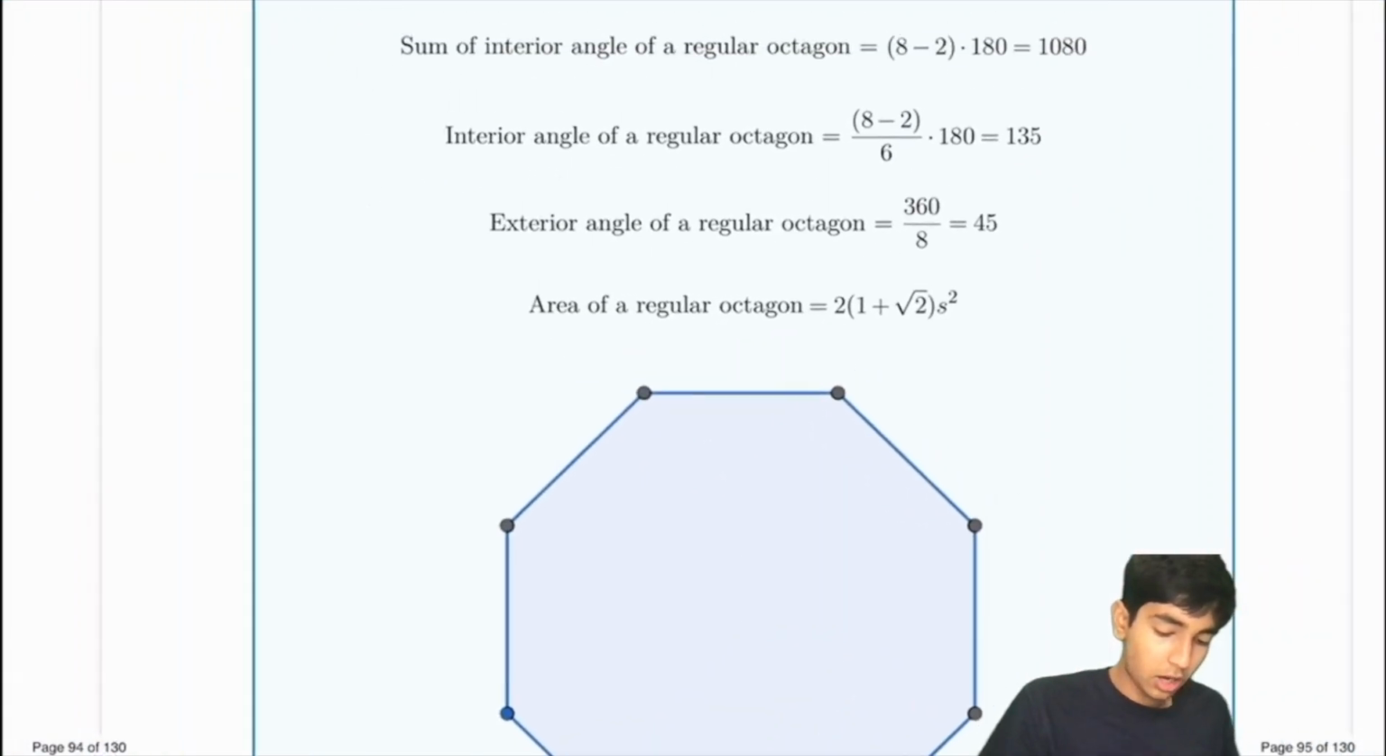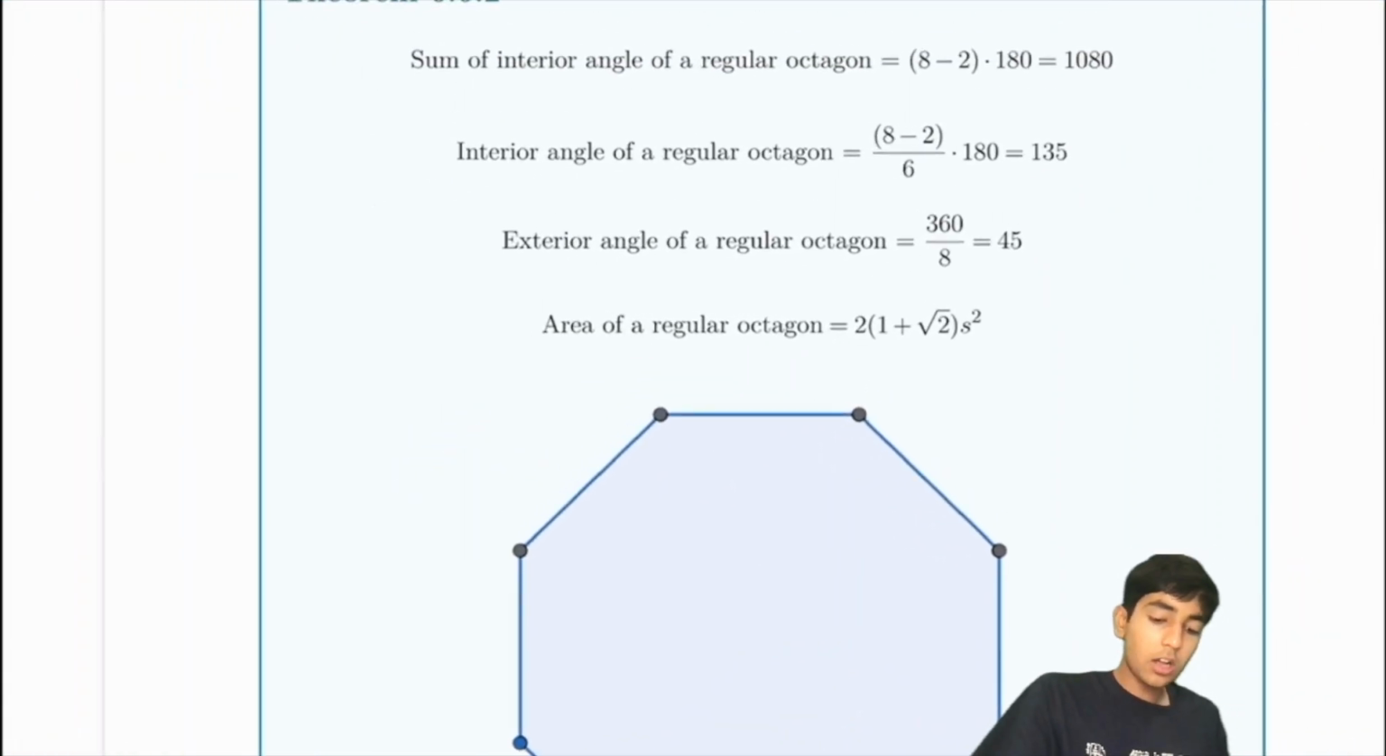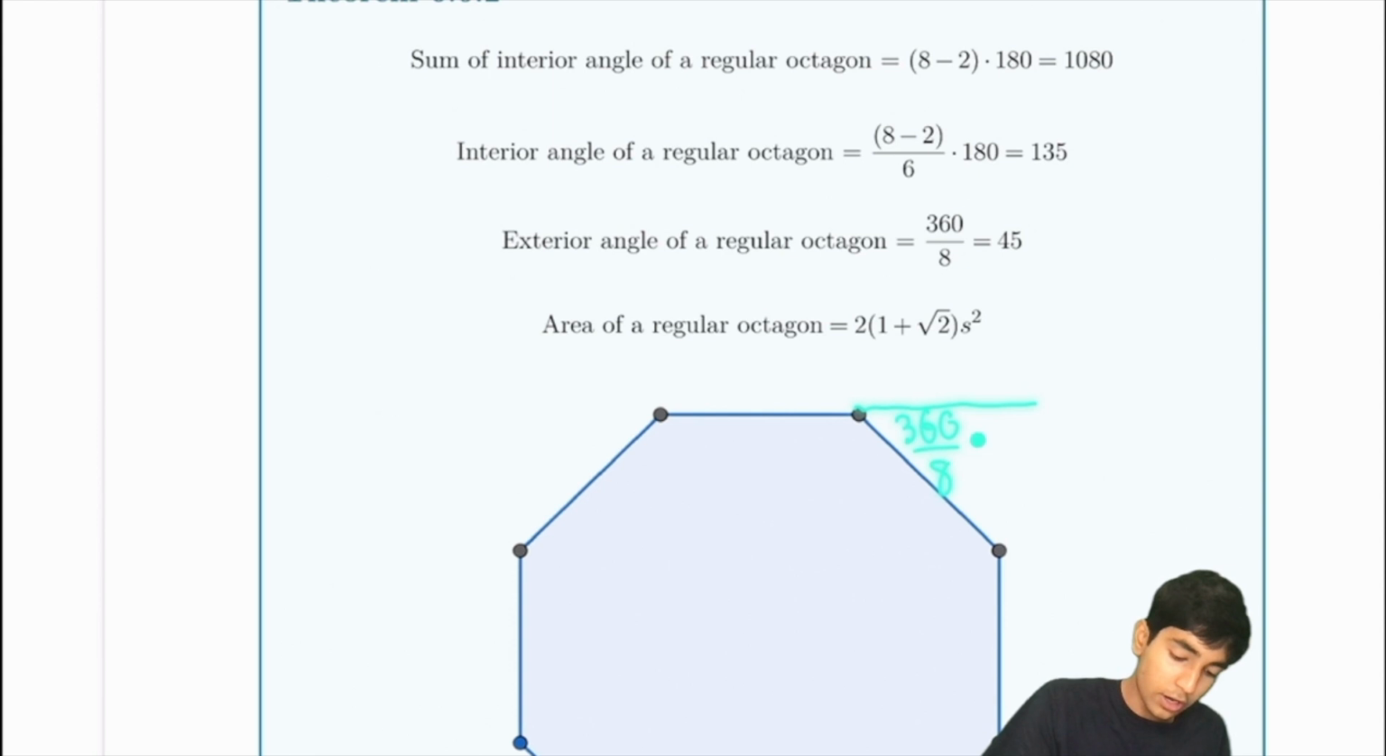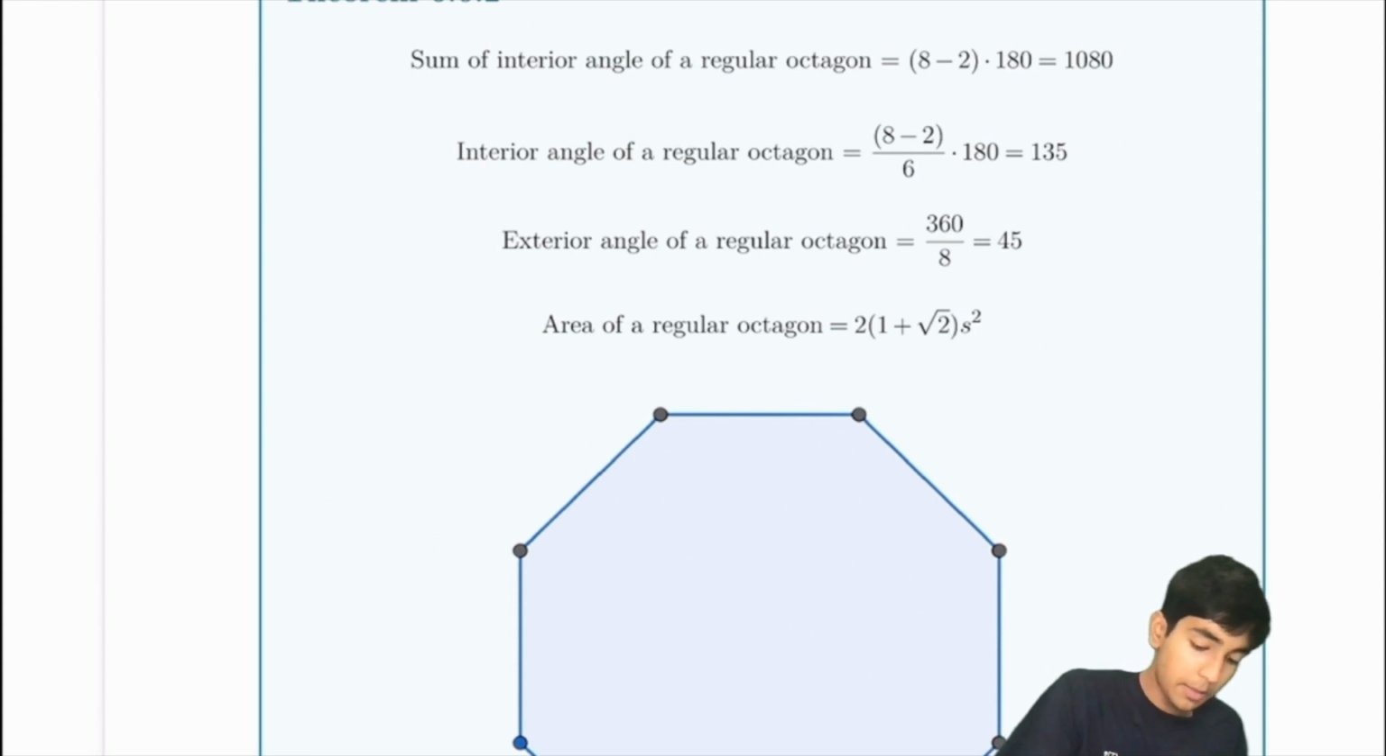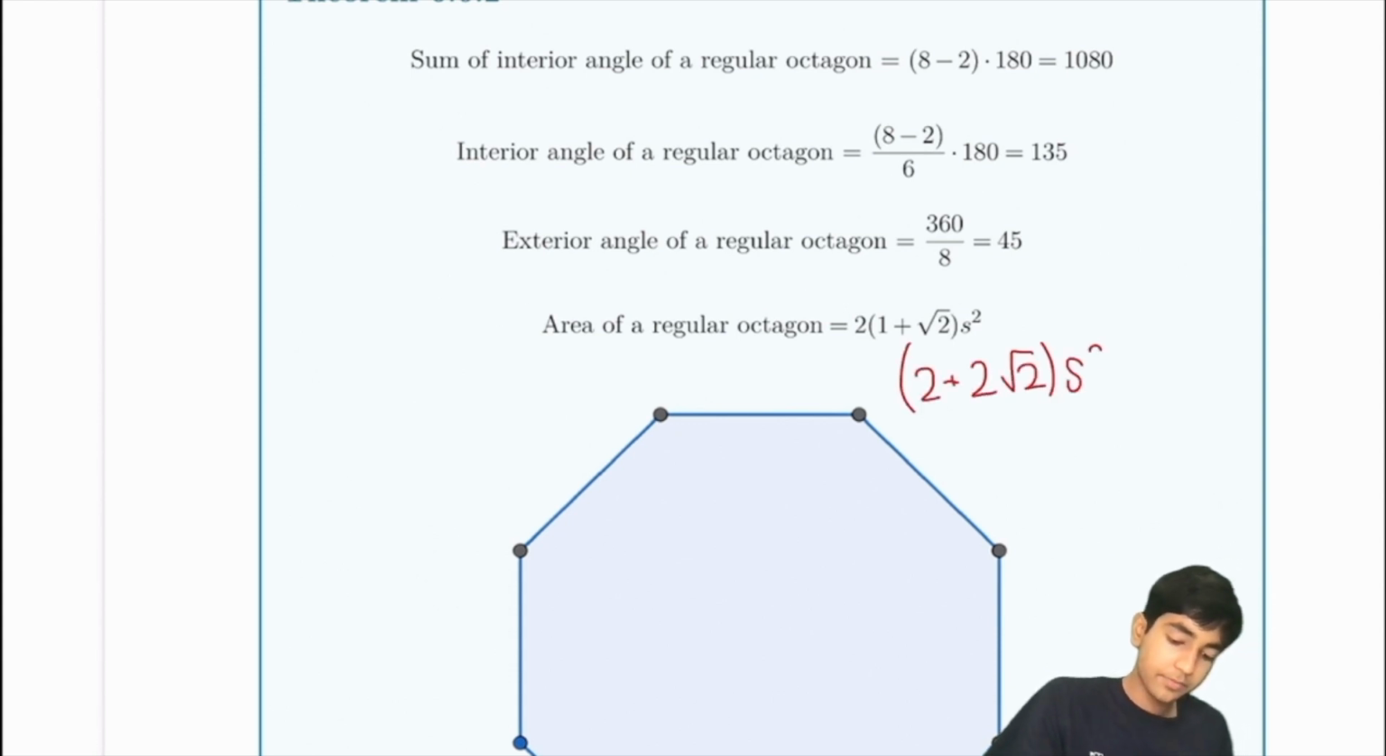Okay, now we're going to talk about octagon. So the average interior angle, or the angle of a regular octagon, is 135. The sum is 1080, right? We're calculating this using the formulas we learned in the first video of geometry. The exterior angle is just 360 by 8, 45. And this is a formula for the area, 2 times (1 plus root 2) times s squared, or simply (2 plus 2 root 2) times s squared.